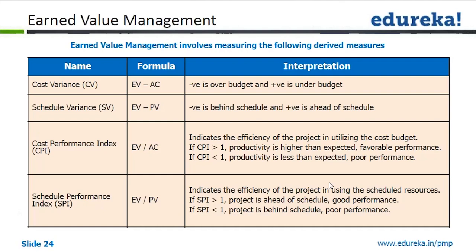Schedule variance also is the same: earned value minus planned value. Negative is behind schedule, positive is ahead of schedule.